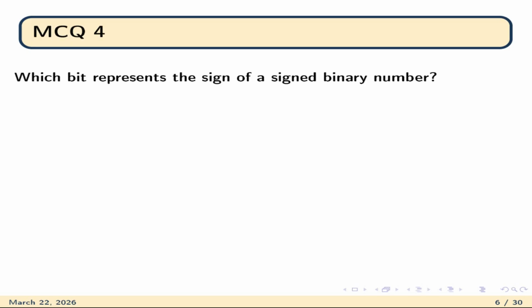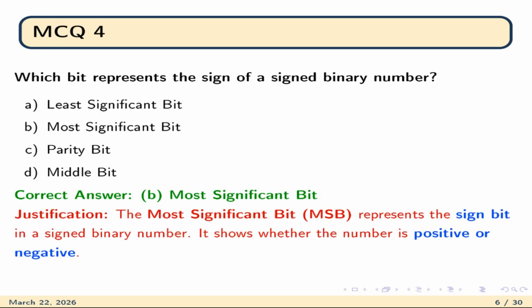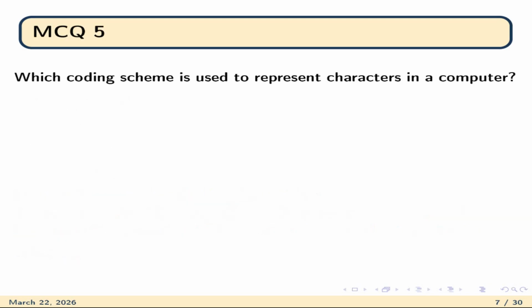Which bit represents the sign of a signed binary number? Least significant bit, most significant bit, parity bit, middle bit. The most significant bit, that is MSB, represents the sign bit in a signed binary number. It shows whether the number is positive or negative.